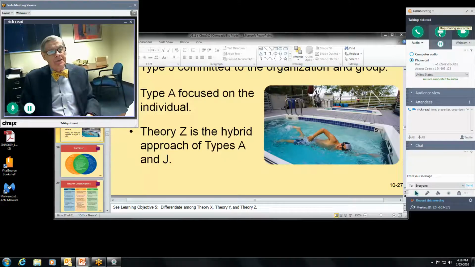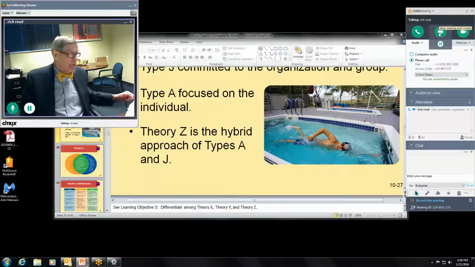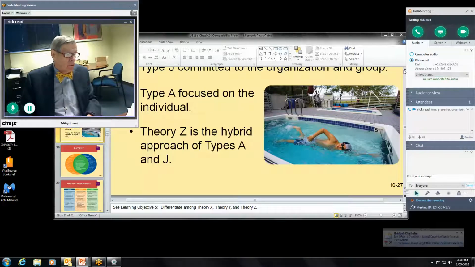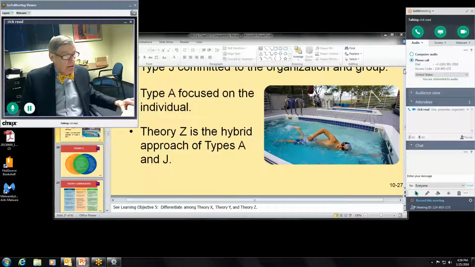William Ouchi came up with a third type, which is sort of, in my estimation, a playoff of theory X and theory Y, and that's theory Z. What he says is that type A focuses on the individual. He brings up a couple other ones, and he also talks about the type J person, which is Japanese management. And you can see this graphically displayed on page 279 of your text, figure 10.4. We'll get to this in just a second.